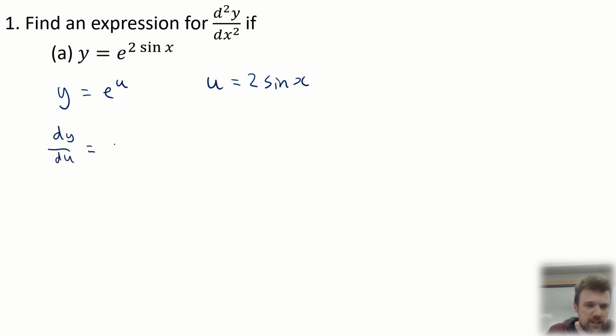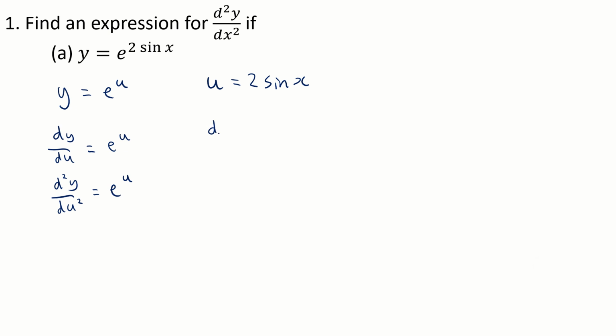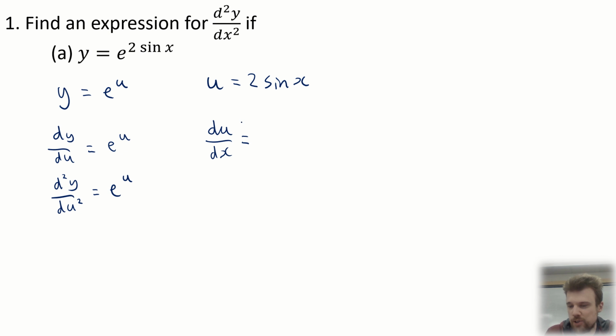The e to the u bit, that's easy to differentiate twice because it's just going to repeatedly differentiate to e to the u. One of the main reasons why e to the u or e to the power of x, or e to the power of just a single letter, no numbers, is always so lovely: gradient the same as the y coordinate at every single point.